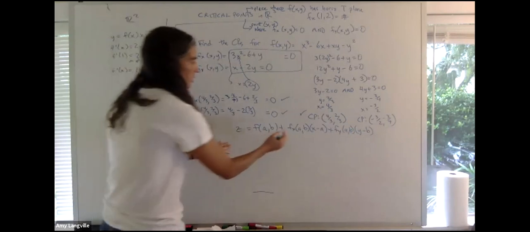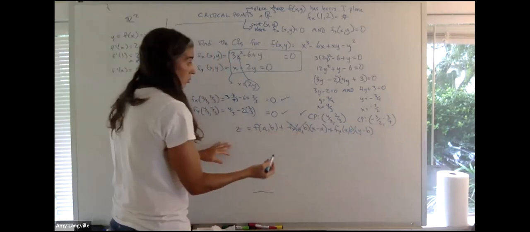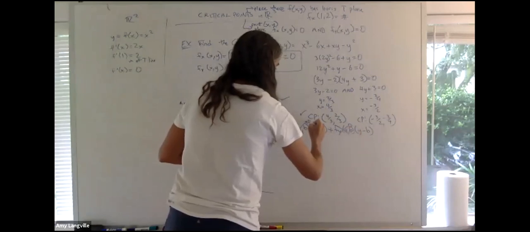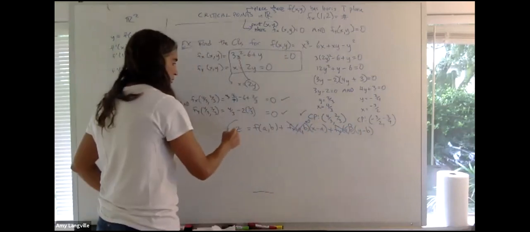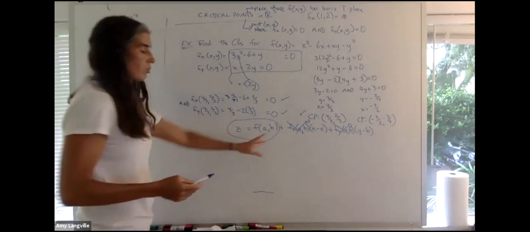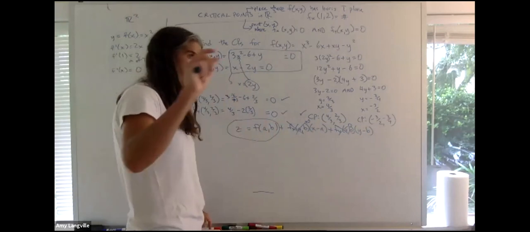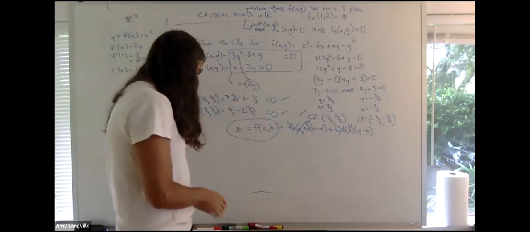If you're at a critical point, this is 0. If a, b is a critical point, that's 0. That whole thing goes away. This is 0, that goes away. You're just at the point, z equals some number. That's your equation for the tangent plane. And check that in CalcPlot3D. Look up at the green bar on the top, and it should show you that that is the case.